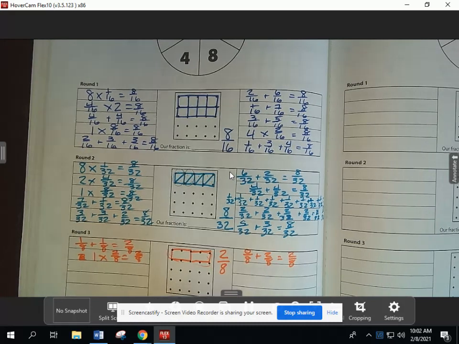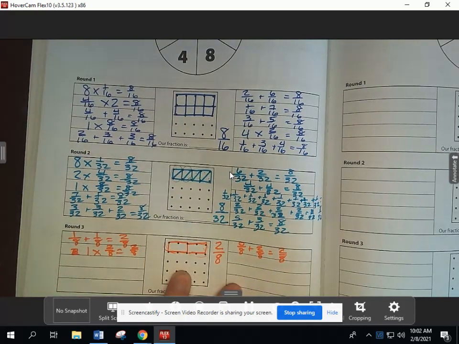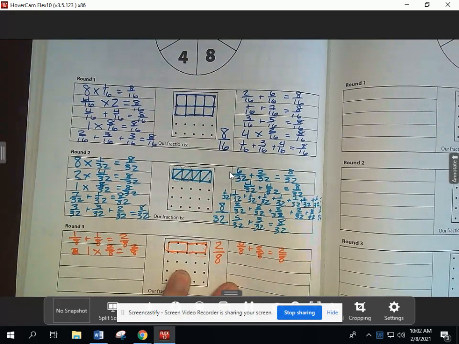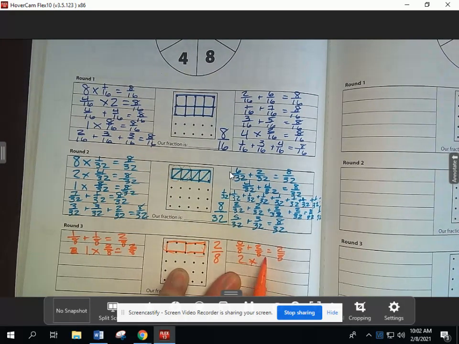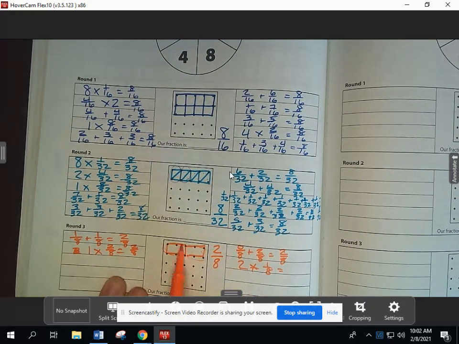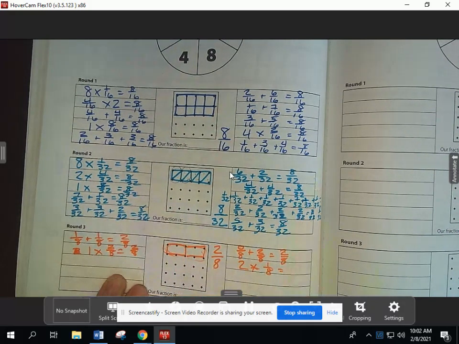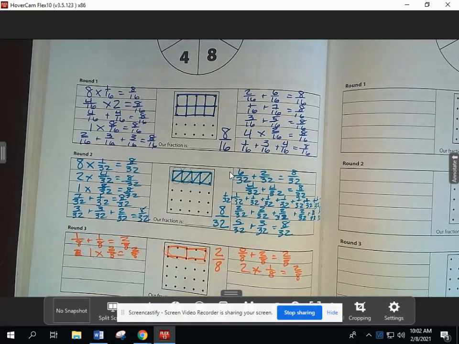Is there anything else to do? There's one more thing. Well, we could get really technical and say there's two more things. Yes, sir. 2 times 1/8. Because that tells me I have two groups of 1/8. Here's a group of 1/8. Here's a group of 1/8. And then we could get really, really fancy with using parentheses if we wanted to.